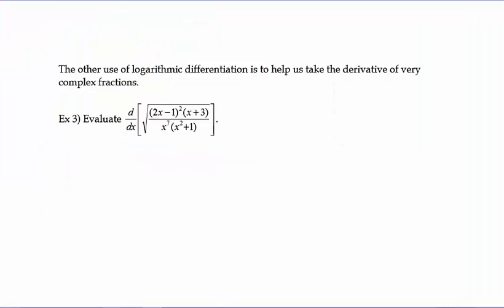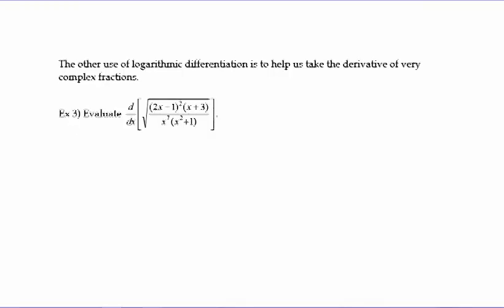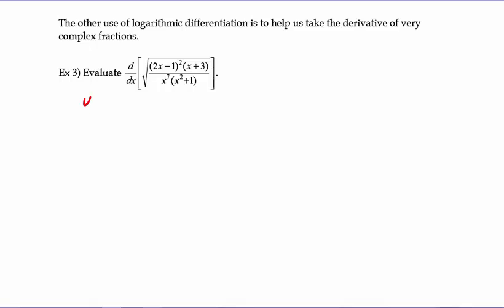All right, and last but not least, probably one of the cooler uses of logarithmic differentiation is when you have to differentiate something that's a very giant, complex-looking fraction. So if you have a giant, complex-looking fraction and you want to differentiate it, the first thing we're going to do is call this y equals the square root of (2x minus 1) squared times (x plus 3), over x to the 7th times (x squared plus 1). I've got an x to the 7th here. This guy needs to move down, and that needs a parenthesis.